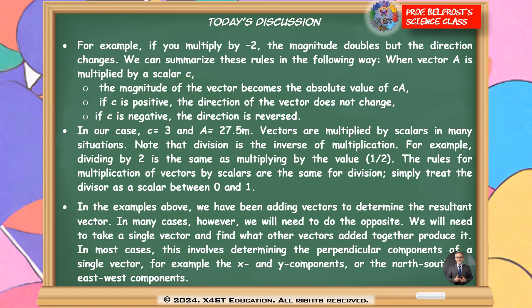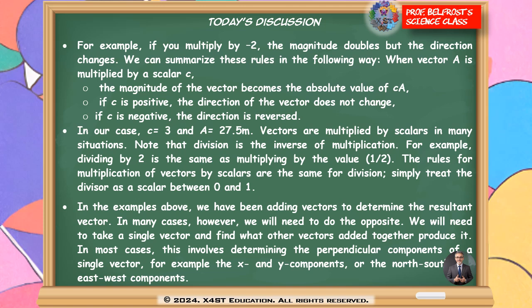Okay, not that division. So now we enter the realm of division. Division of factors is actually the inverse of multiplication. For example, if we divide by 2, it means the same as multiplying by a value of half. The rule of multiplication of a factor by a scalar and the division by a scalar is actually the same, simply treating the divisor as a scalar between 0 and 1.